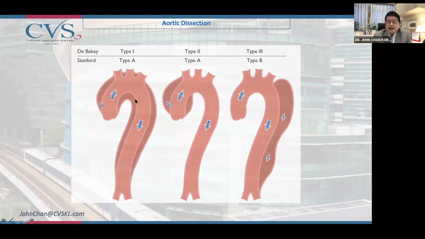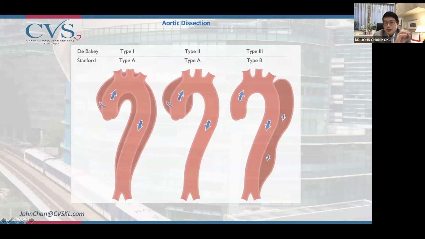So if the dissection involves the ascending aorta, this part of the aorta, it is called a type A dissection. If it does not involve the ascending aorta and is limited to just the descending part of the aorta, then it is called a type B dissection. Generally, if you have a type A dissection, that requires surgery to replace the torn part of the aorta. If the dissection is limited to the descending thoracic aorta, this part of the aorta, then in most cases, they can be successfully treated with blood pressure control.